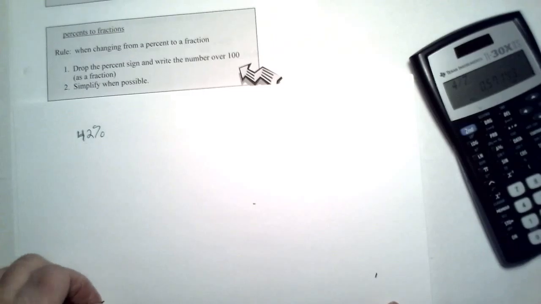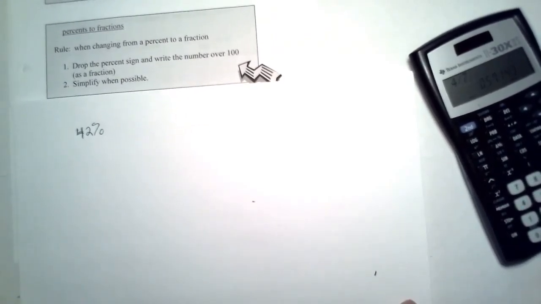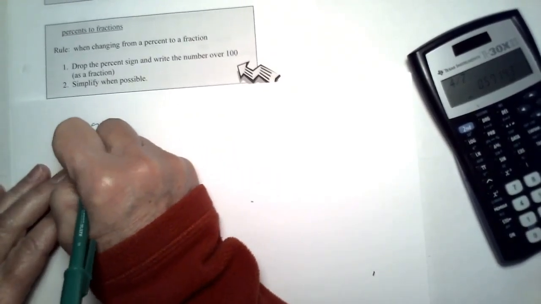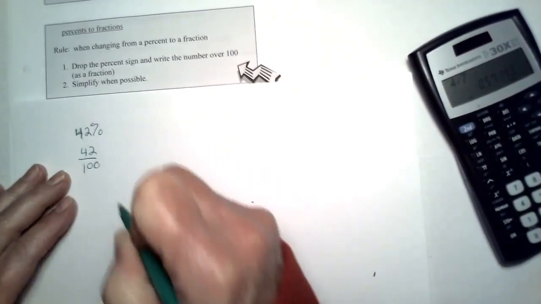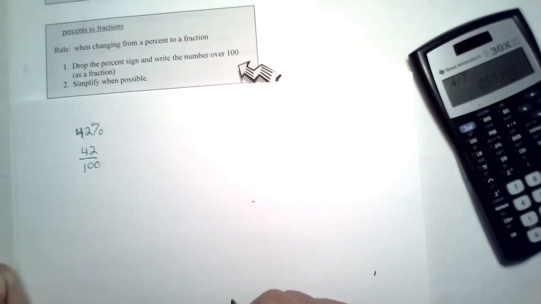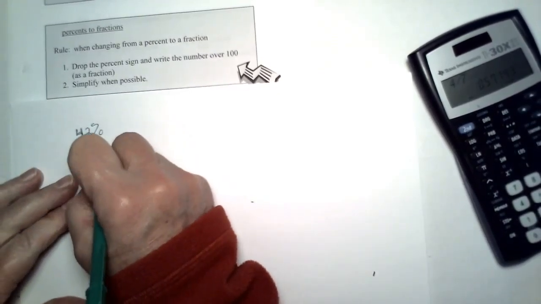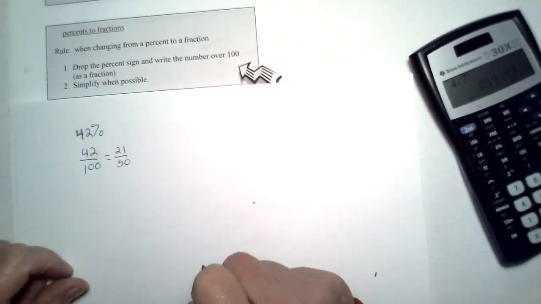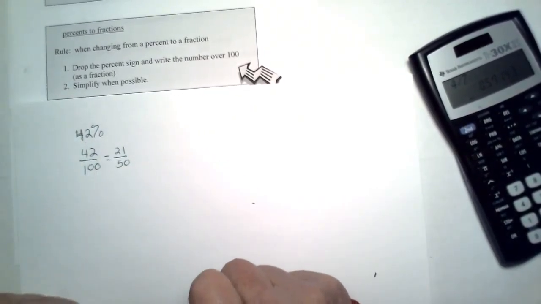If I wanted to change 42% to a fraction, what does percent mean? Percent means out of 100. So it's 42 out of 100. What am I going to do with that? I'm going to reduce it, and that's equal to 21/50. So that's percent to fraction.